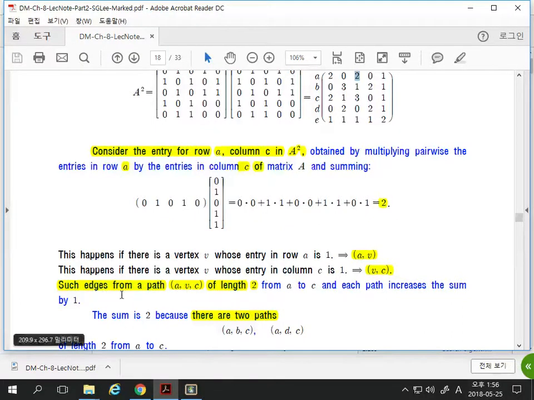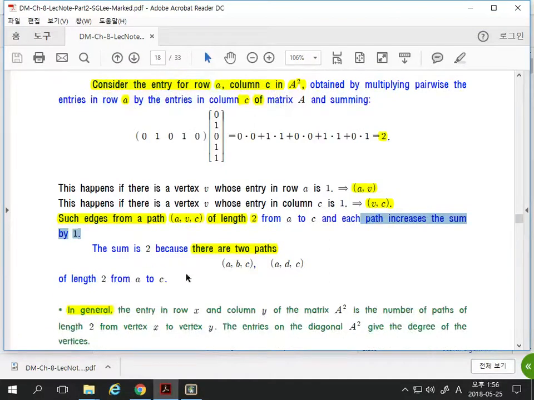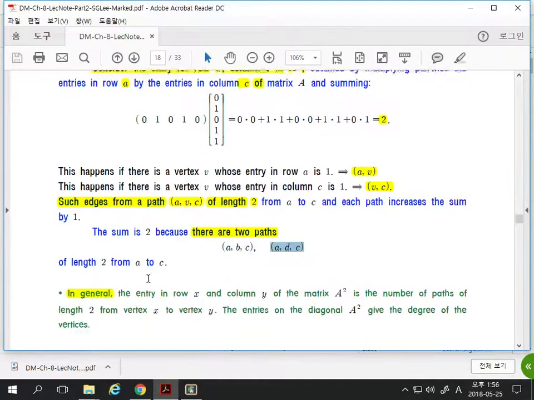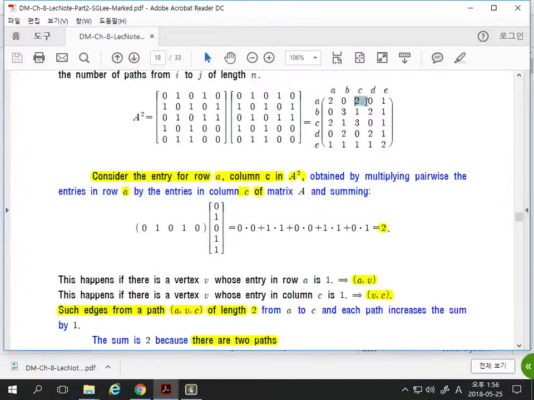So such edges form a path AVC of length 2 from A to C, and each path increases the sum by 1. So the sum is 2 because there are 2 paths, ABC and ADC, of length 2 from A to C. So these numbers give us the length of paths from A to C.